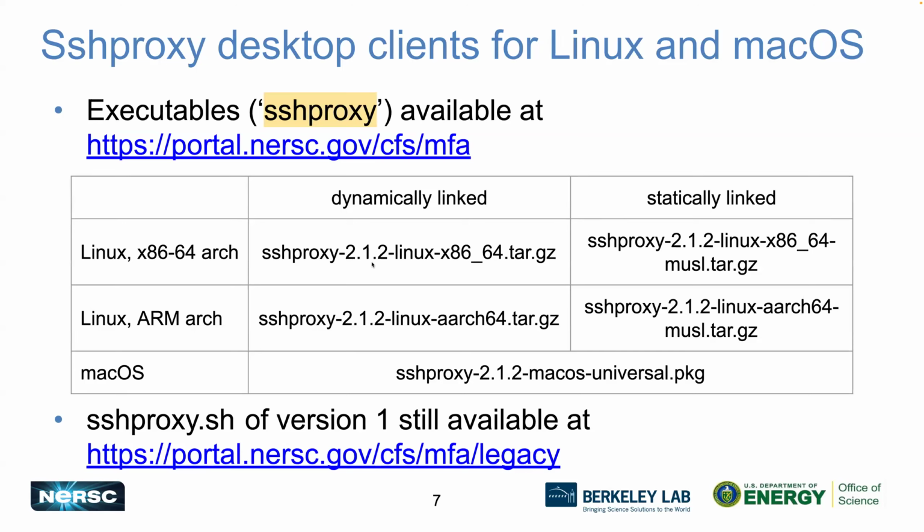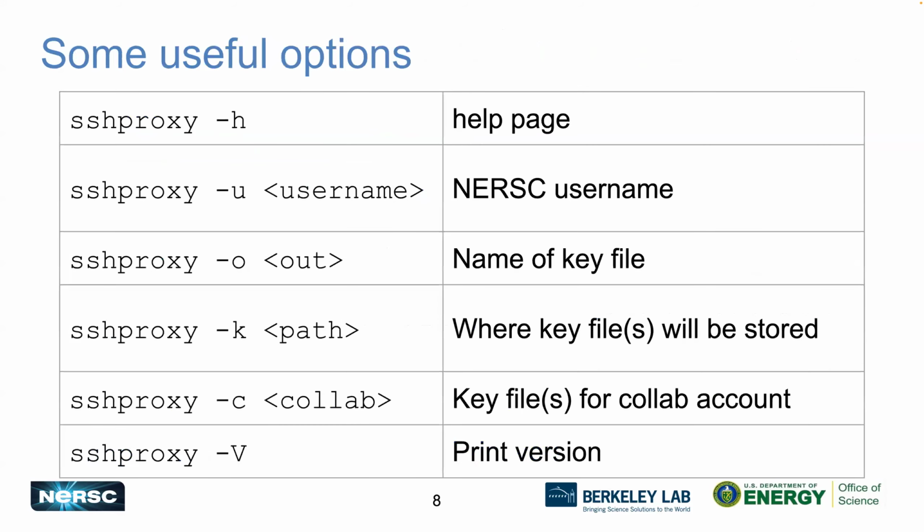If you run into some problem with the dynamically linked binary, because the GNU C library glibc version is not compatible, then try the statically linked binary. This one is built with what they call musl libc, so it's a different version. You can try this, and if it doesn't work, then try this. And if all fails, then you can go back to version 1, but let us know so that we can help. By the way, version 1 is still available in the legacy directory.